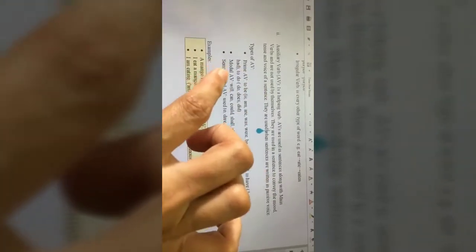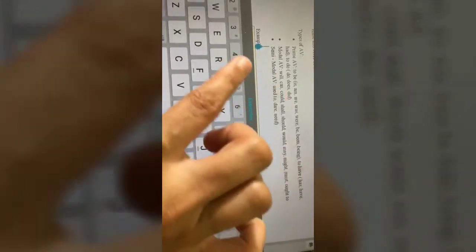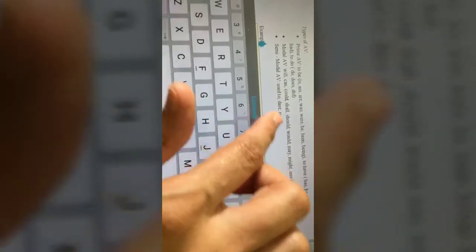Now, what are the types of auxiliary verbs? There are three main types: prime auxiliary verbs, modal auxiliary verbs and semi-modal auxiliary verbs. Prime auxiliary verbs are of mainly three categories: to be and all of its versions, that is, am, are, was, were, be, been and being. To have, that is, has, have, had. To do, that is, do, does and did. Those are prime auxiliary verbs. Modal auxiliary verbs are basically will, can, could, shall, should, would, may, might, must, and ought to. Semi-modal auxiliary verbs are basically three: used to, dare and need.